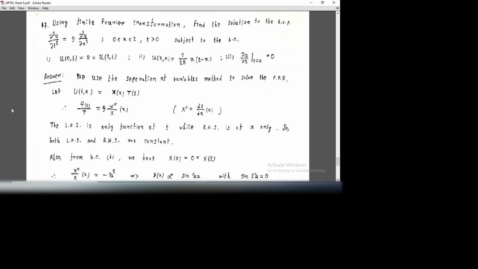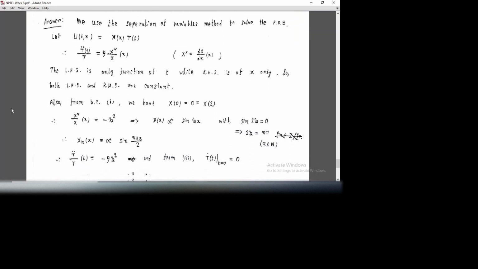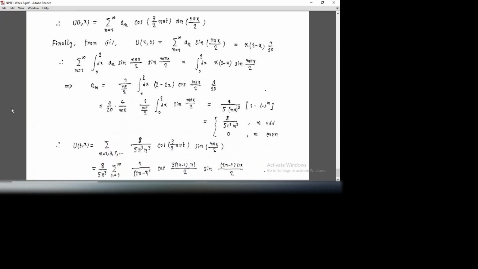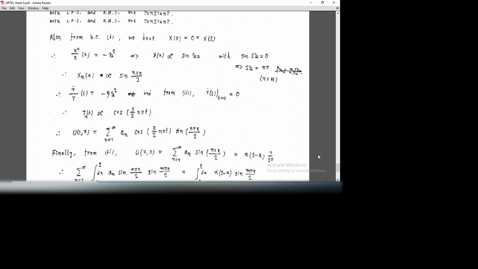So using these three boundary conditions and the partial differential equation, we have to find the solution. I have used here a technique called separation of variables, but you should not actually use that here. So on note, the final answer is this. In the last line you can see the final answer. To proceed, you should actually use the half range sine series.